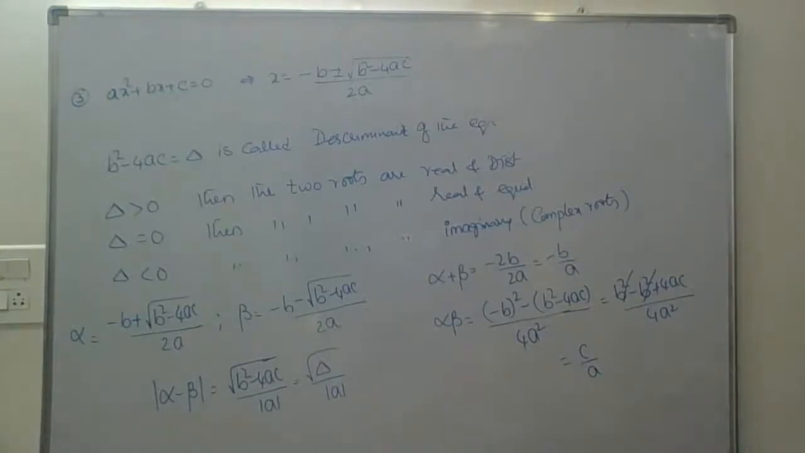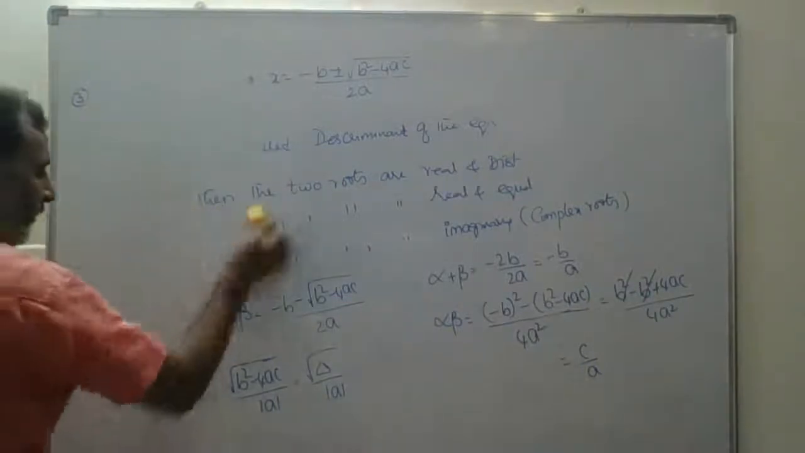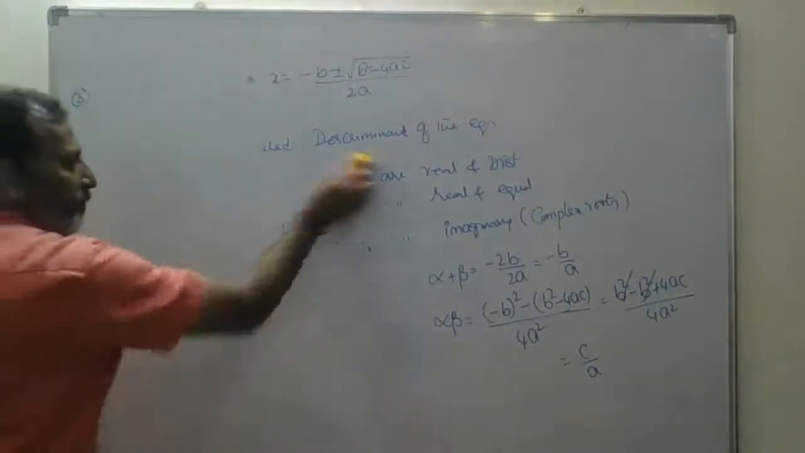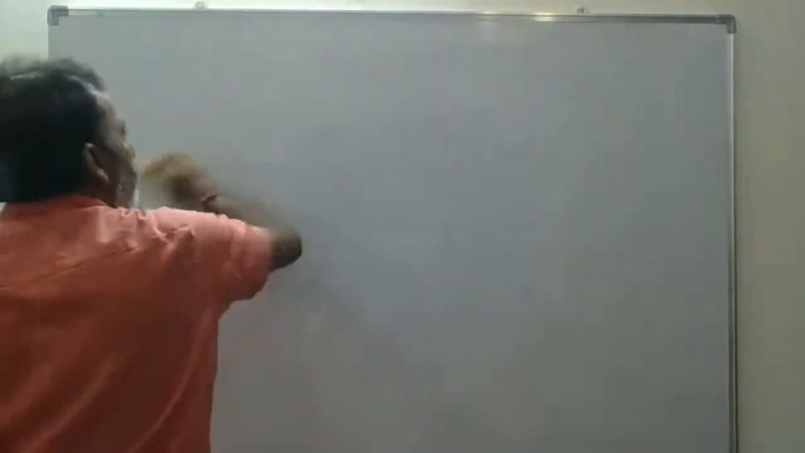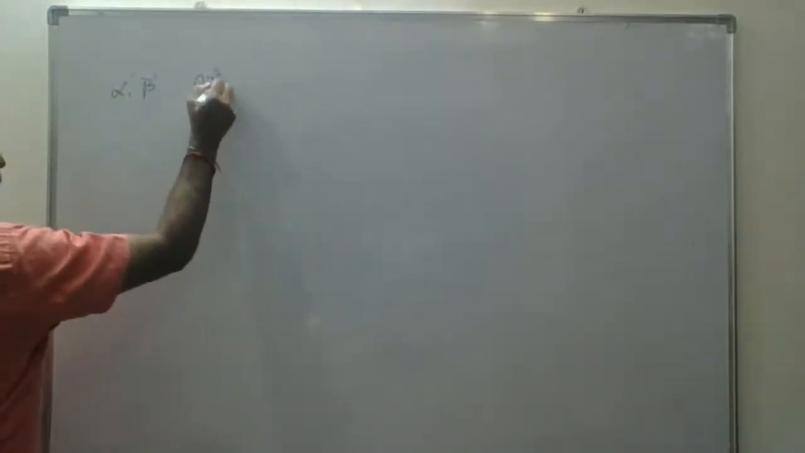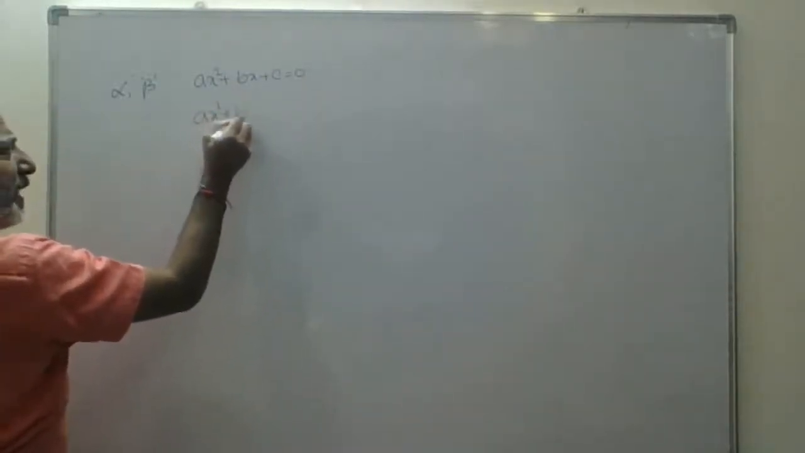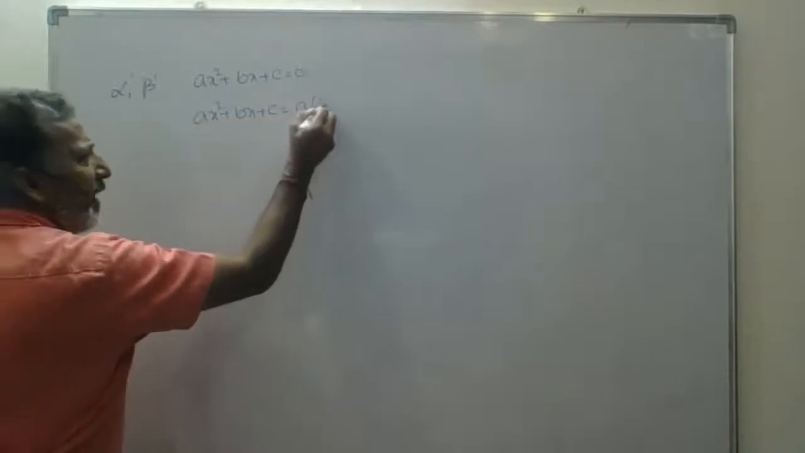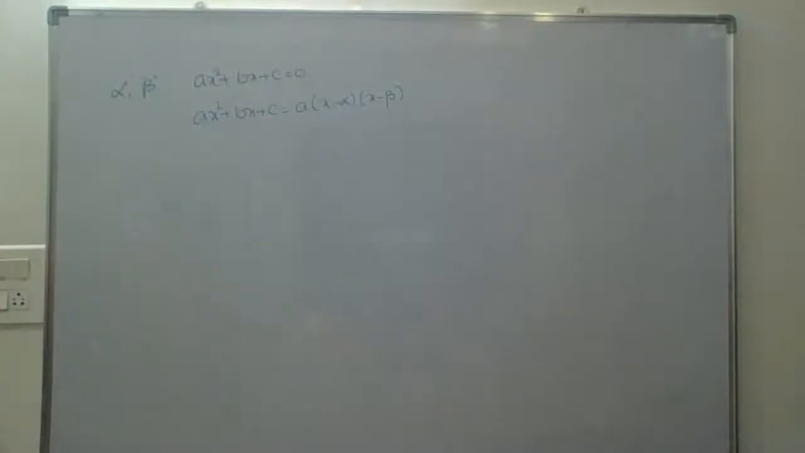Okay, now let us see how questions can be asked on these. See, if alpha and beta are the roots of the equation ax square plus bx plus c is equal to 0, we can write ax square plus bx plus c is equal to a into x minus alpha into x minus beta.